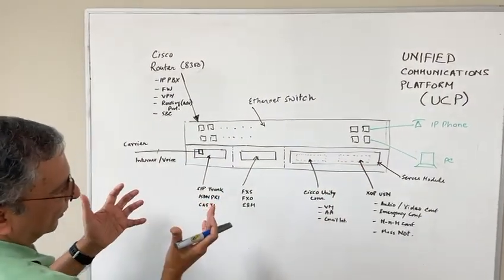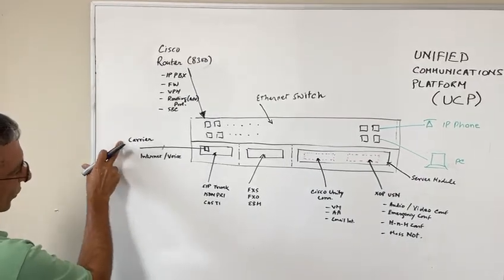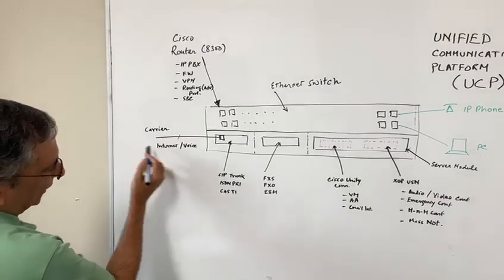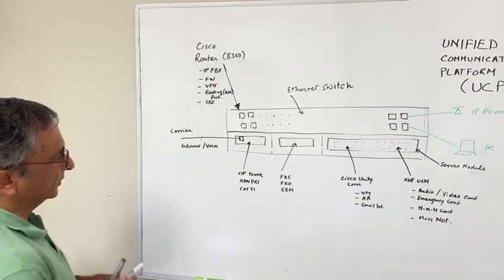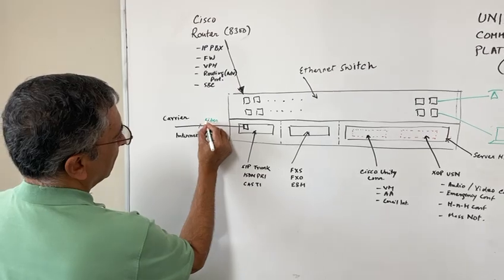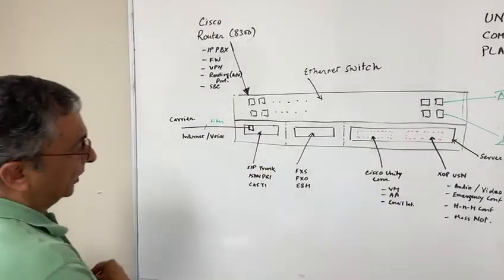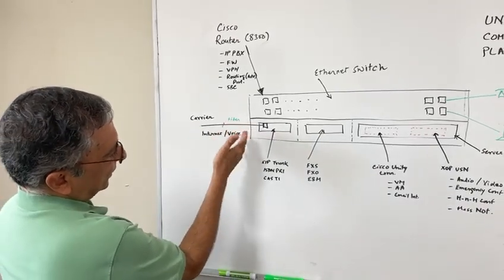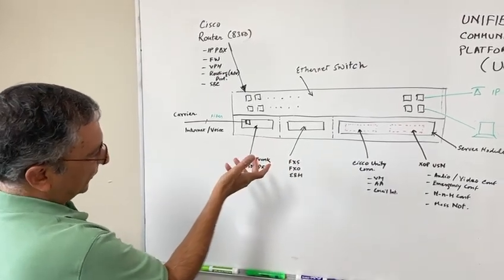So let's see how this will all work. Coming from the left-hand side, I've shown a carrier. It could be AT&T, it could be Verizon. They bring in internet over fiber typically these days, or in certain cases it could still be a DSL line. But either way, the voice and data traffic comes into the customer premises and hits this router.